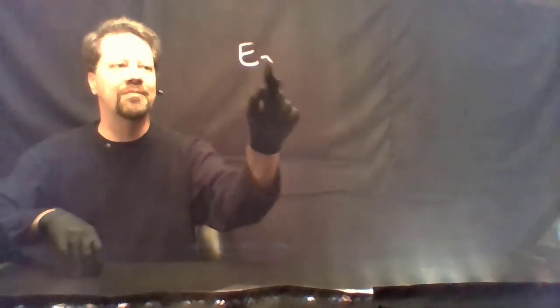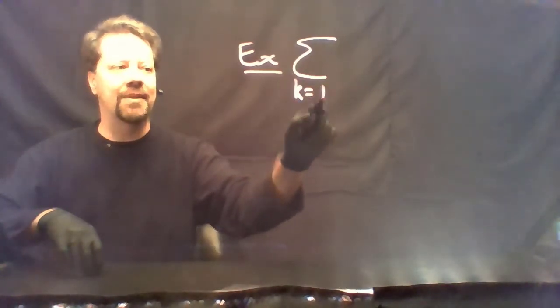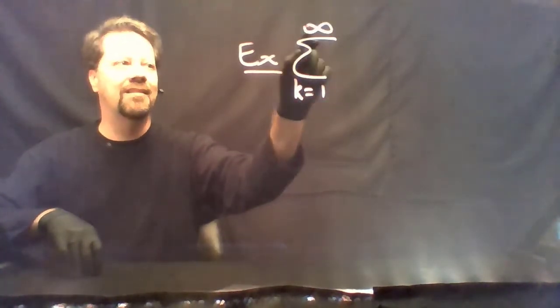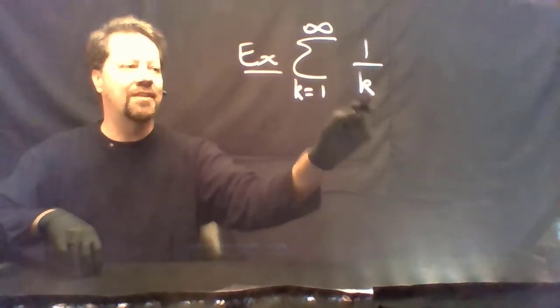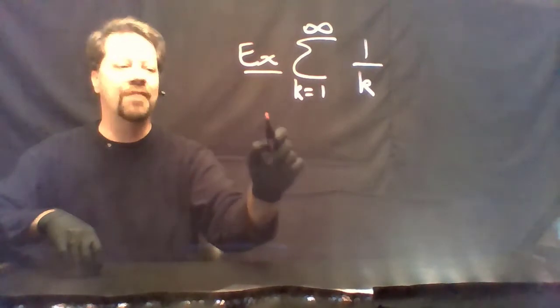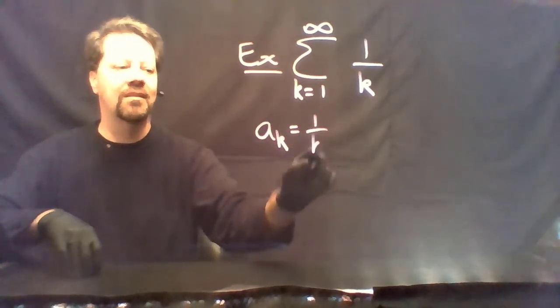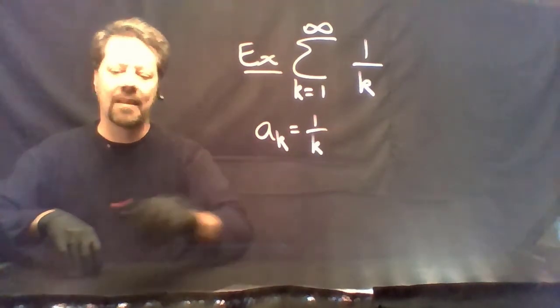I'd like to begin by looking at a particular example. This example, by the way, is famous. You need to know it. Suppose I have the sum, as k goes from 1 to infinity, of 1 over k. The terms of this series are 1 over k.